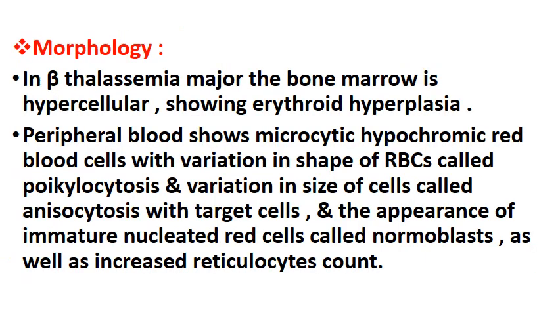The morphology. In beta thalassemia, the bone marrow is hypercellular showing erythroid hyperplasia, while the peripheral blood film shows microcytic hypochromic red blood cells with variation in the size and the shape of the red blood cells. The variation in shape is called poikilocytosis, while the variation in size is called anisocytosis. We will see also target cells and the appearance of immature nucleated red blood cells called nucleated RBCs or normoblasts, as well as an increase in the count of reticulocytes.